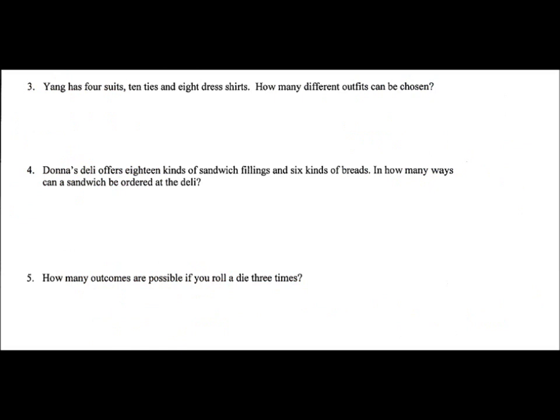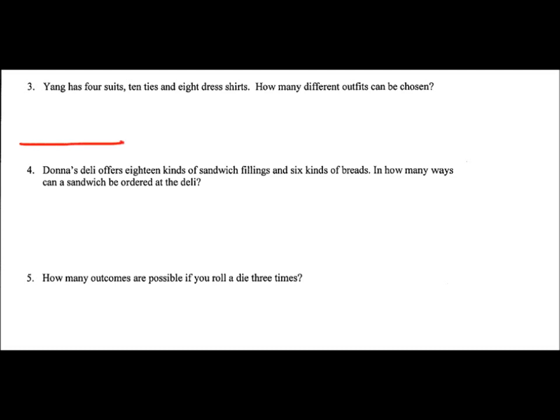On the next page, we're just going to simply go through and use the counting principle. And let's just take a look at the first one. We have Yang, 4 suits, 10 ties, 8 dress shirts. How many different outfits can be chosen? Well, Yang is going to wear a suit, a tie, and a dress shirt.